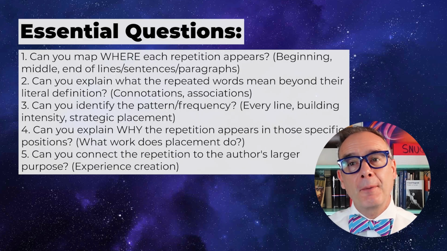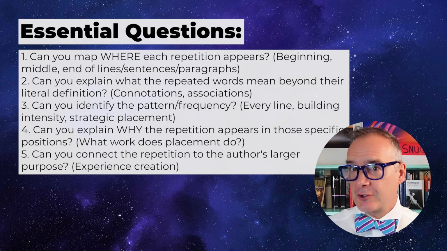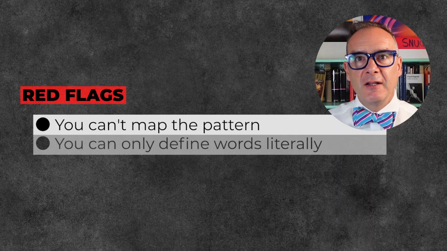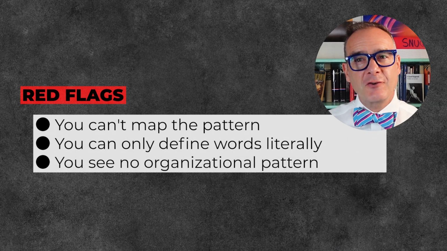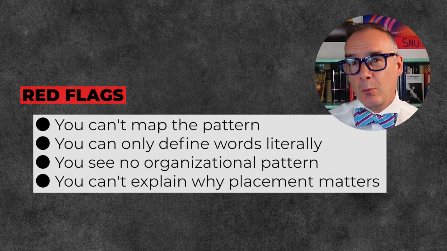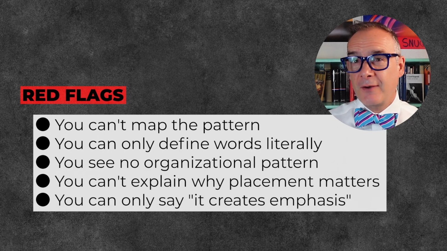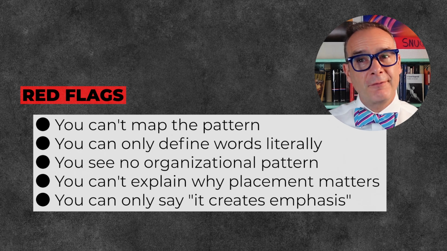This is the most important part of writing about repetition. And if you can't immediately see it, you should either think about it more or choose a different literary device to write about. If you can't map the pattern, if you can only define the words literally, if you can't see an organizational pattern, if you can't explain why the placement matters, if you can only find yourself saying it creates emphasis over and over, you've hit some red flags, and you should pick a different literary device. Your essay will only be stronger.